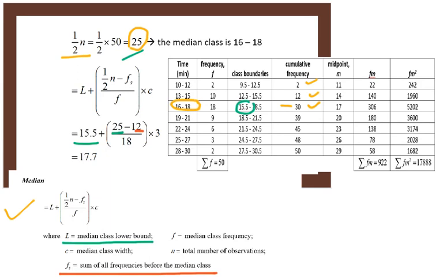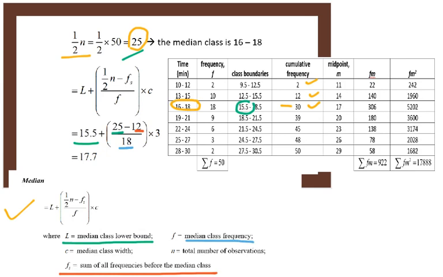And then you divide by F. In the explanation, it says that F is the median class frequency. So the median class frequency is 18. Okay, so you can substitute 18. And then the last one, you multiply with C.